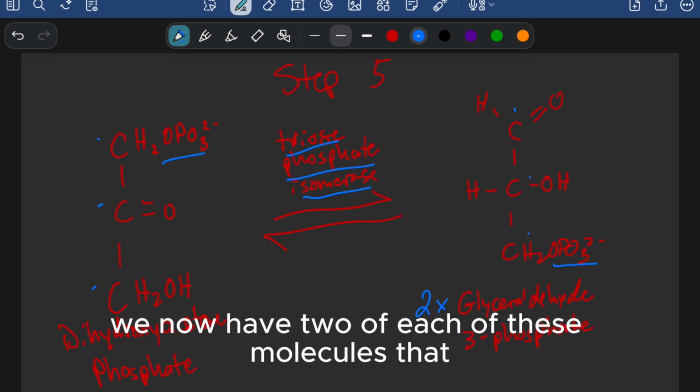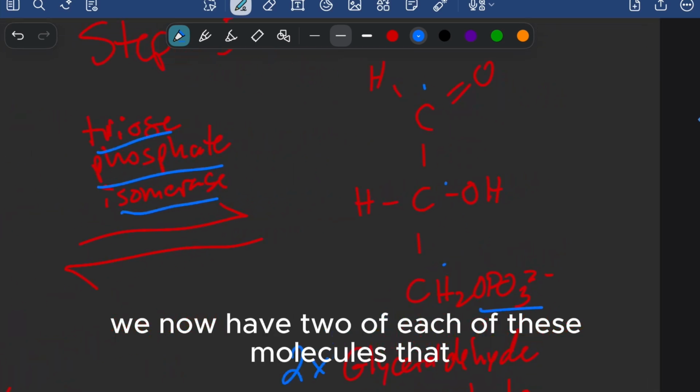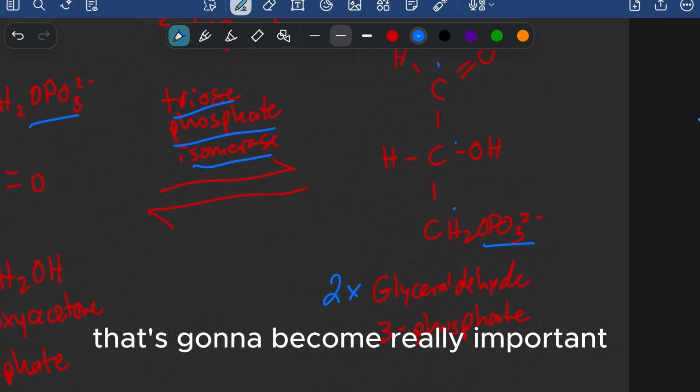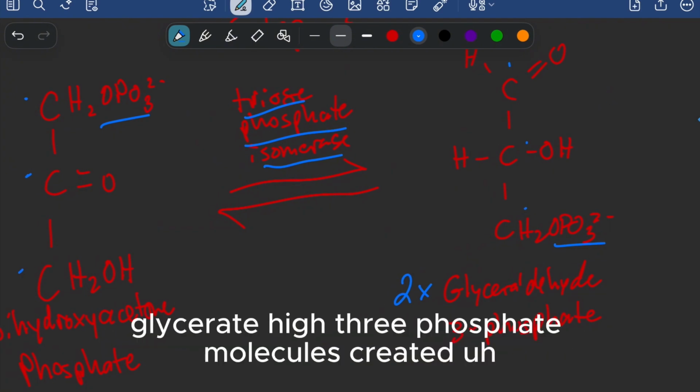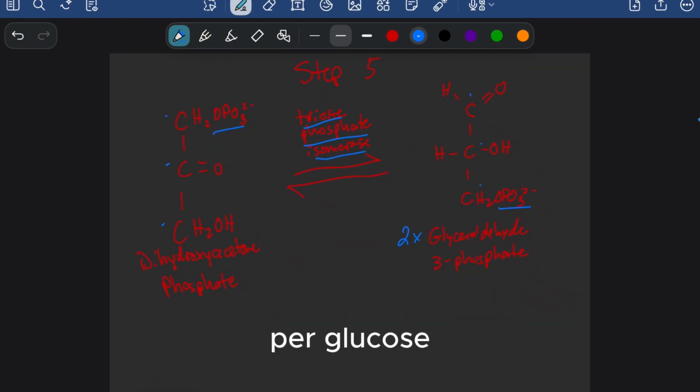So in this way, we now have 2 of each of these molecules that are going to continue down the path. That's going to become really important, that there are 2 of these molecules, the glyceraldehyde 3-phosphate molecules created per glucose.